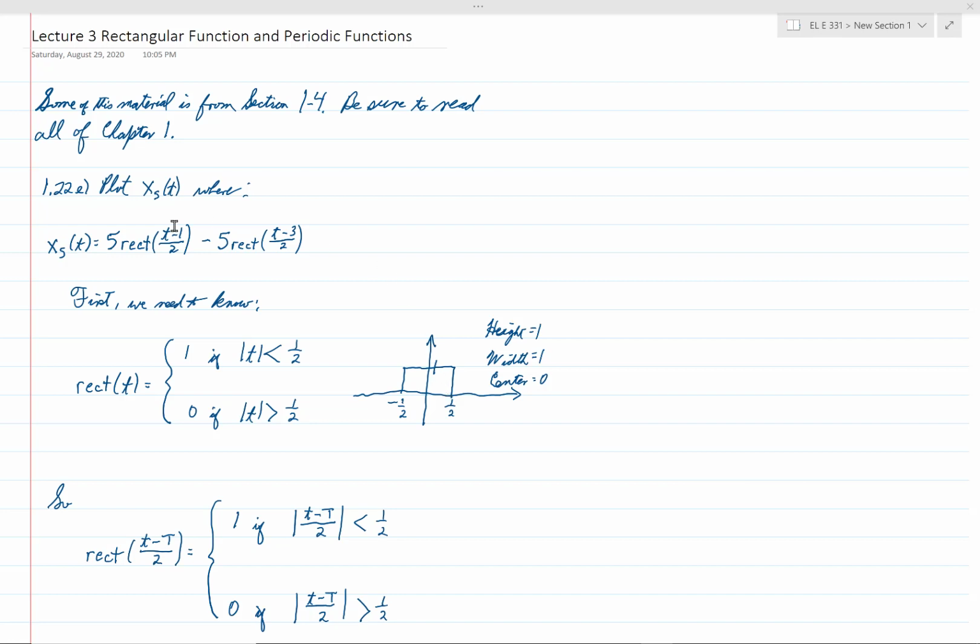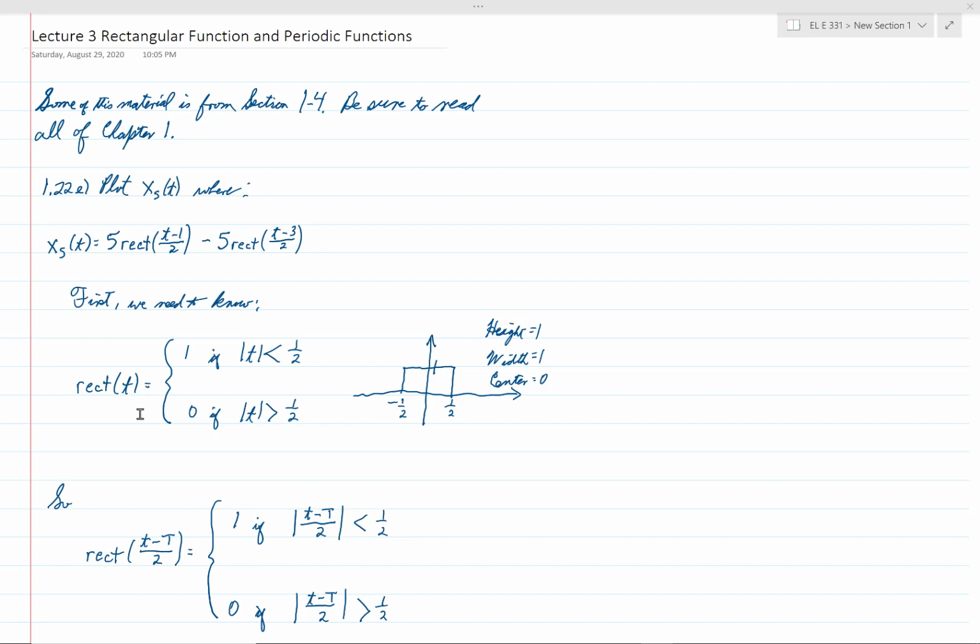So the first one is problem 122E, where you are asked to plot x5 of t, where x5 of t is equal to 5 times the rectangular function of t minus 1 over 2 minus 5 times the rectangular function of t minus 3 over 2. Obviously, to do this problem, you need to know what the rectangular function is, and this is one we have not talked about yet in class. So let's take a moment to look at that.